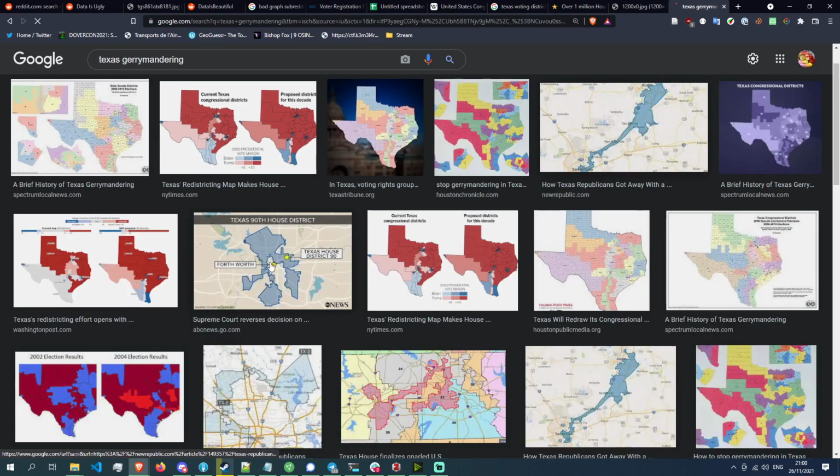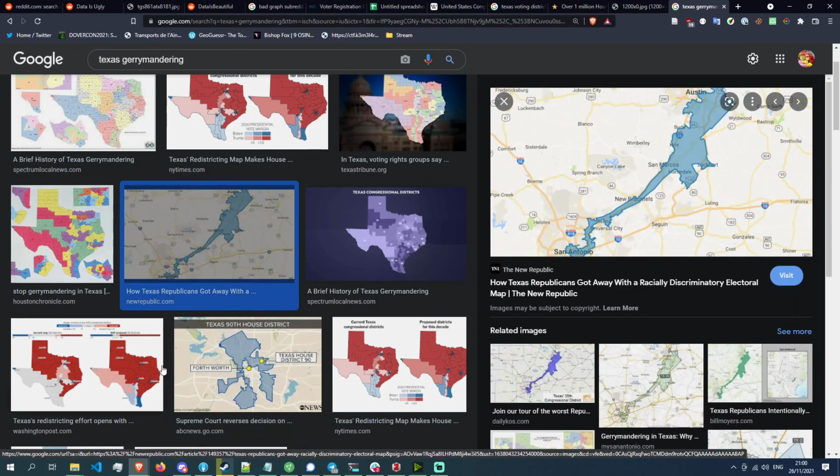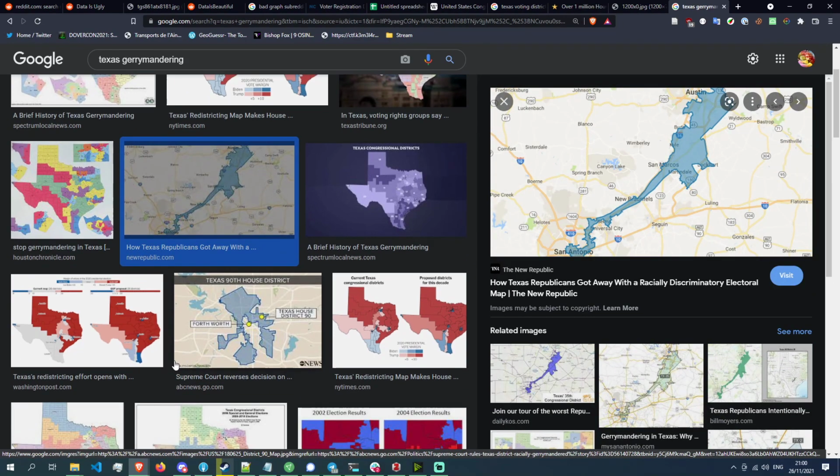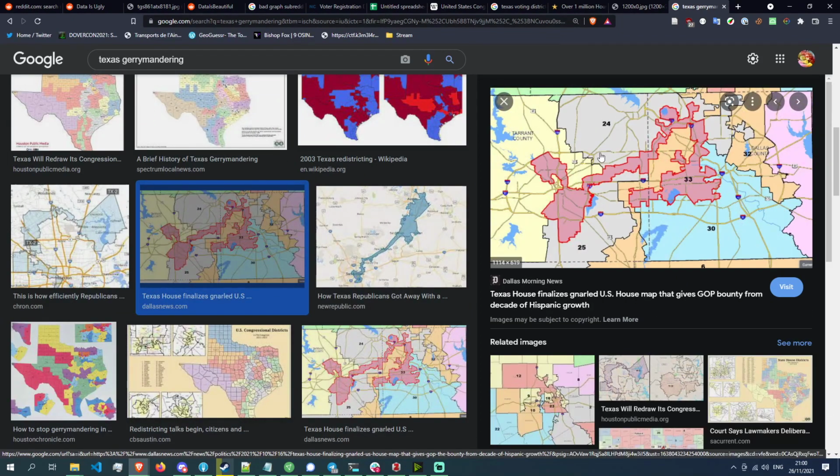This here is a district. The 90th House District. This is a district. This is another, well, it's the same district as earlier.